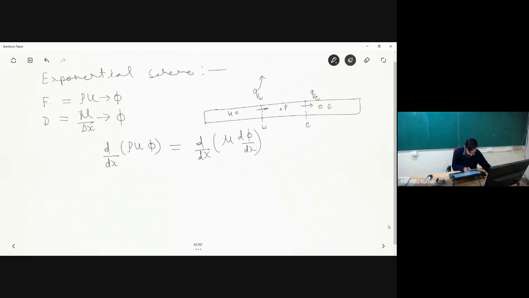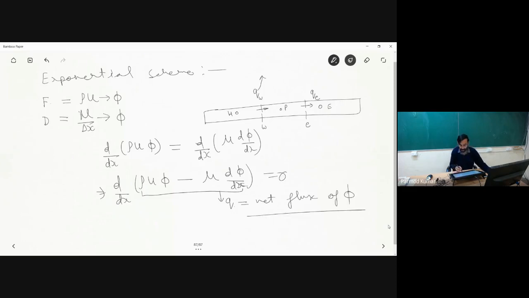This equation I can write as d by dx of rho u phi minus mu times d phi divided by dx equal to 0. Can you tell me what this is? This is the Q. So this is the net flux of phi, showing how the net evolution of phi happens because of the net effect of convection and diffusion. From here I can simply say that dQ divided by dx is equal to 0.